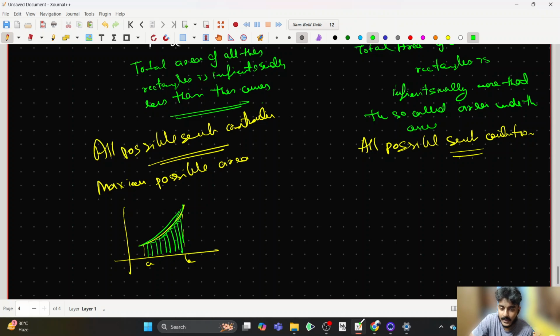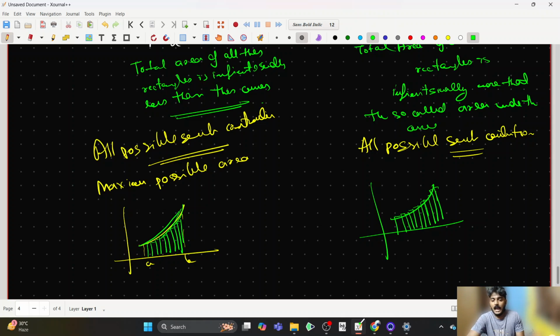And in a similar way, if I take the minimum possible total area of all these rectangles which have their total area slightly larger than the so-called area under the curve, I need to construct the rectangles in a way that they are also very, very close to the already given curve. Fine. Are you getting my point, what I'm trying to say?